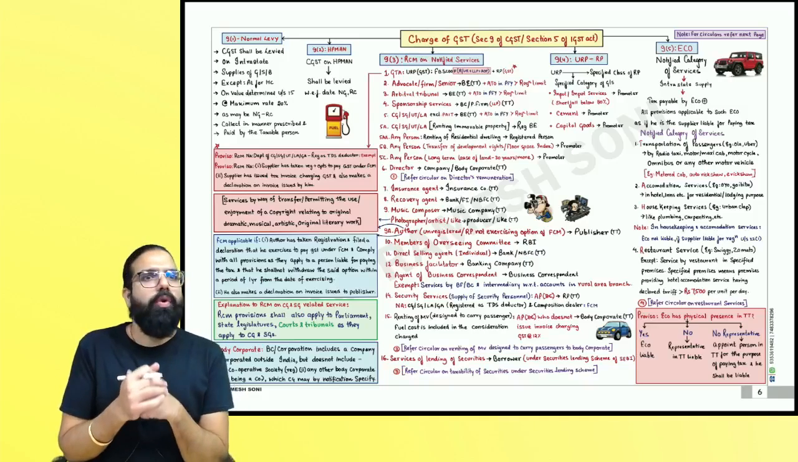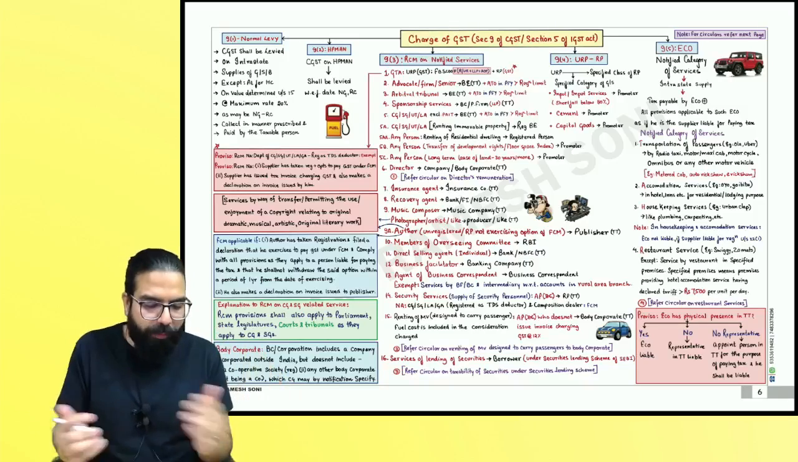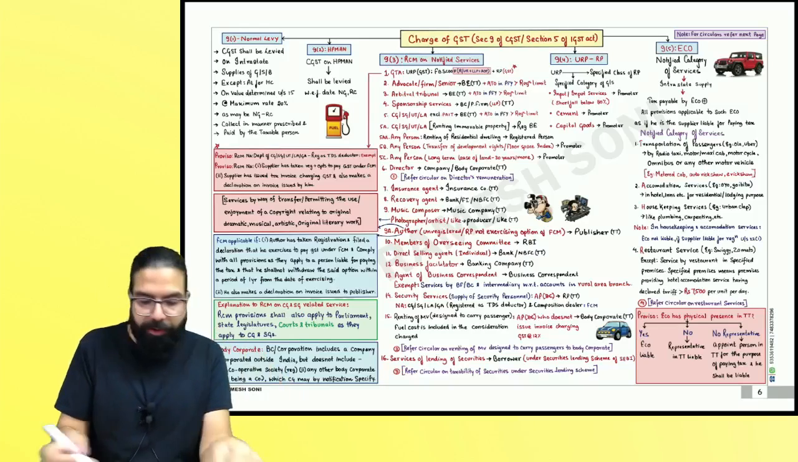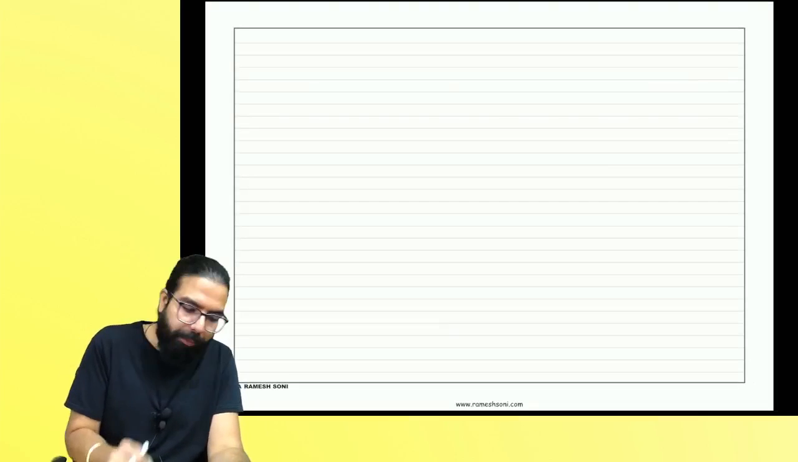Alright, students, let's go ahead and start our revision today. Today, we are going to do the chapter of charge of GST. Sir, can you give us a quick linking? Yes, let's take a quick linking.